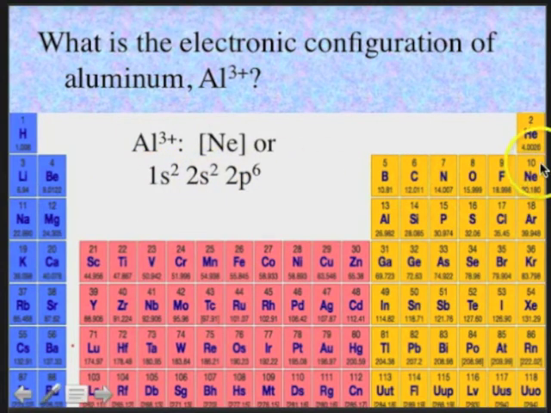1s2, 2s2, 2p6. We say that the aluminum ion is isoelectronic with neon, meaning it has the same electronic configuration. It does not mean that aluminum ion has the properties of neon. Neon is a noble gas and very unreactive. An aluminum ion is a cation. They don't behave alike at all.